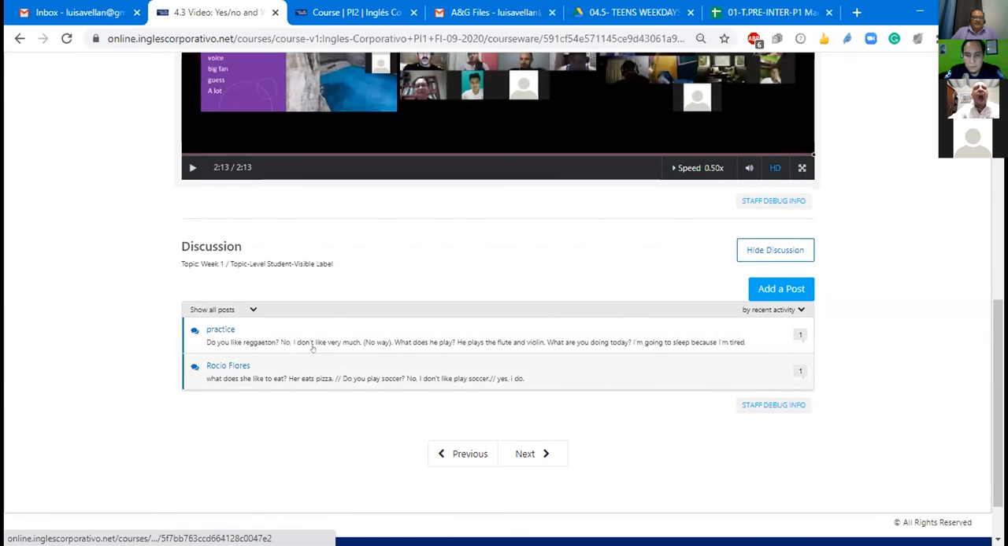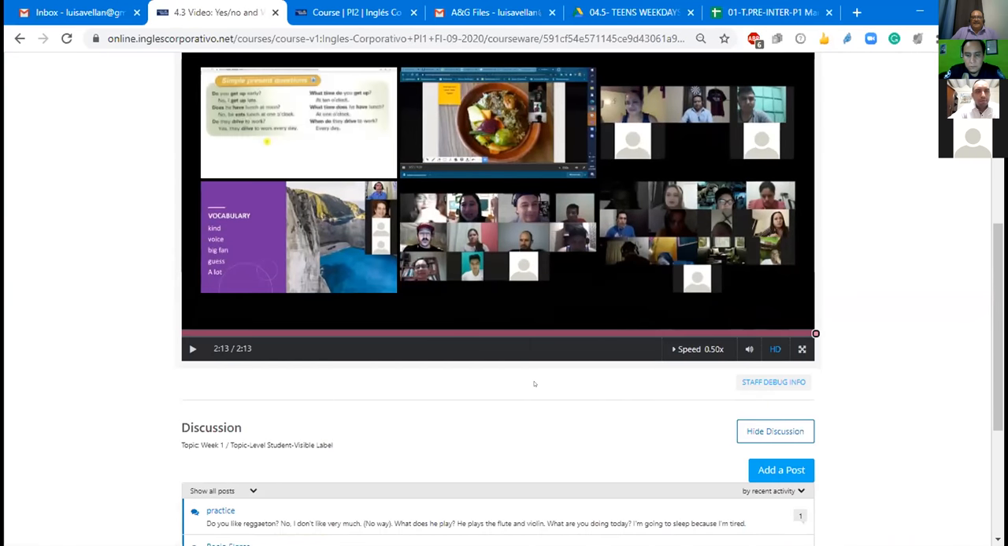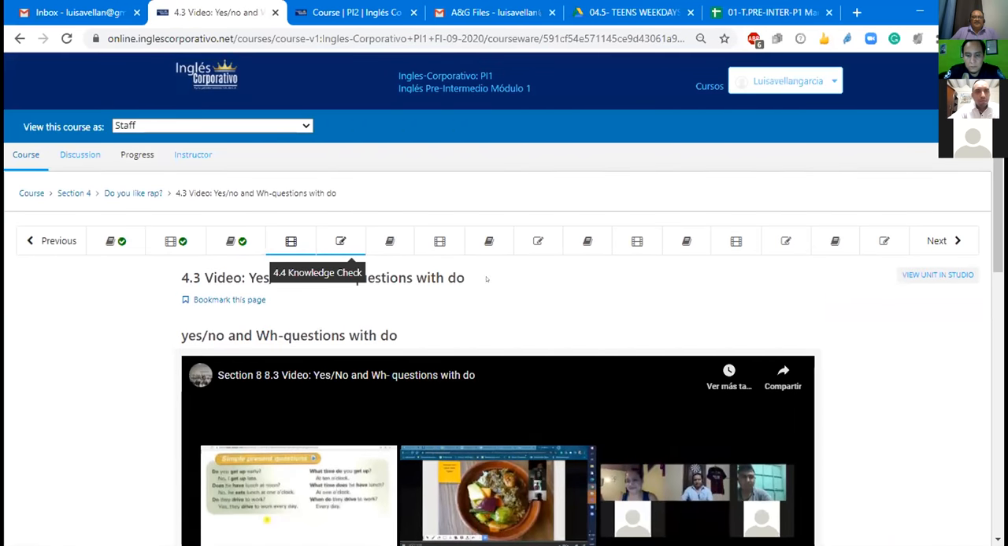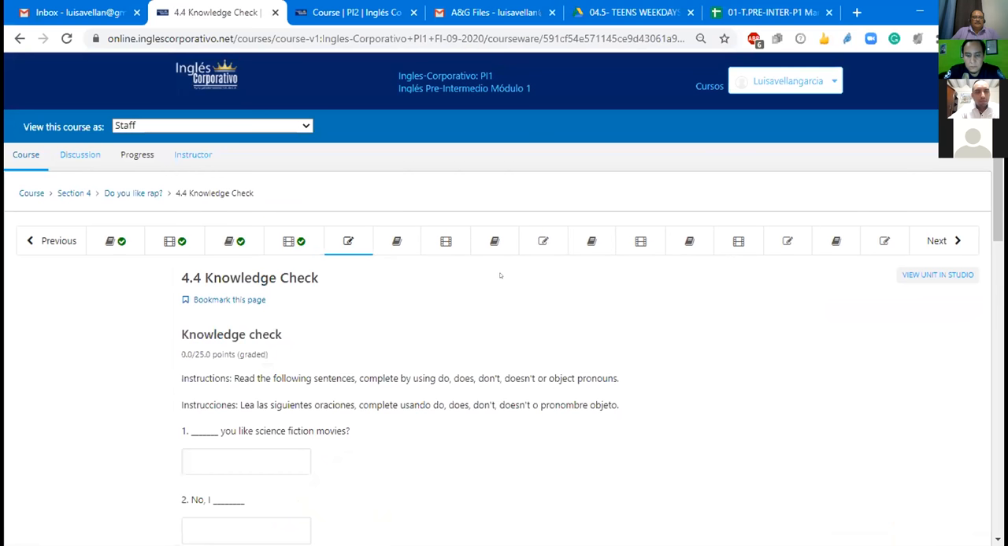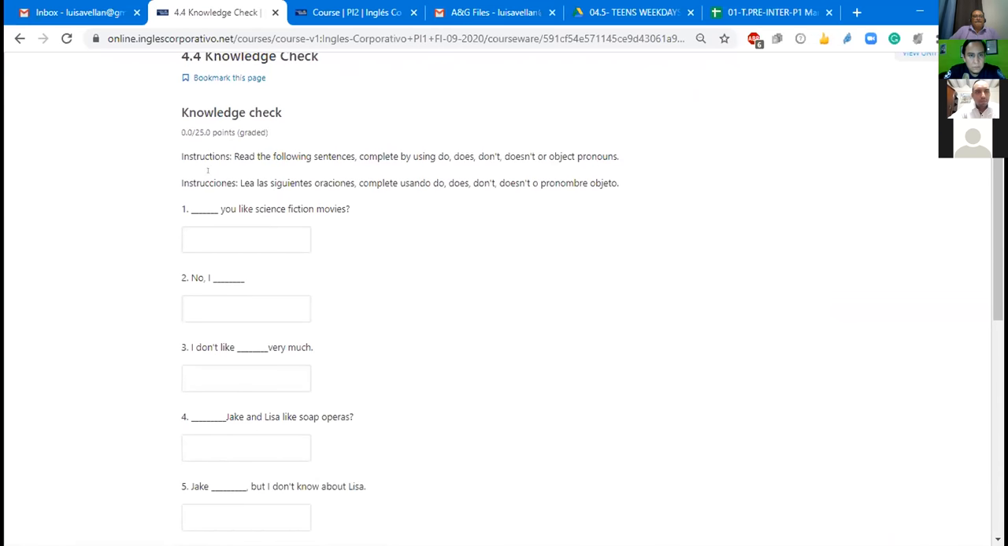Now here, for example, do you like reggaeton? Remember we were practicing yesterday. What kind of things do you like? Now we're going to see here some questions. Okay, Pablo? Read instructions here. Instruction: Read the following sentences. Complete them using do, does, don't, doesn't, or object pronouns.